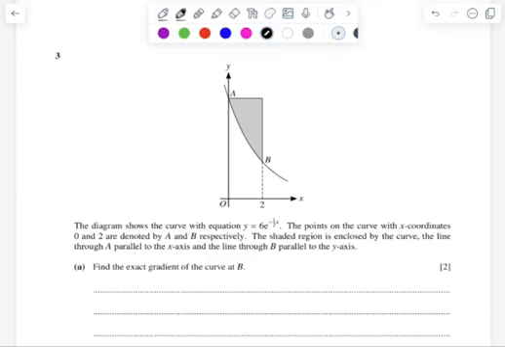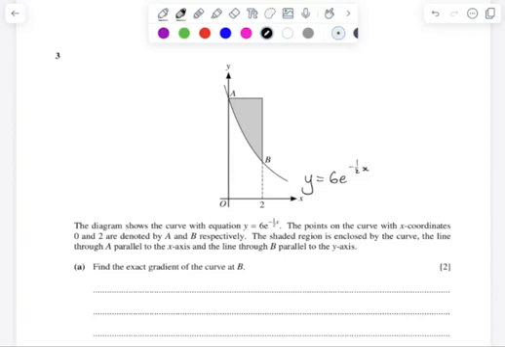Okay, the diagram shows the curve of y = 6e^(-½x). The points on the curve with x coordinates 0 and 2 are denoted by A and B respectively. The shaded region is enclosed by the curve, the line through A parallel to the x-axis, and the line through B parallel to the y-axis. Find the gradient of the curve at B.